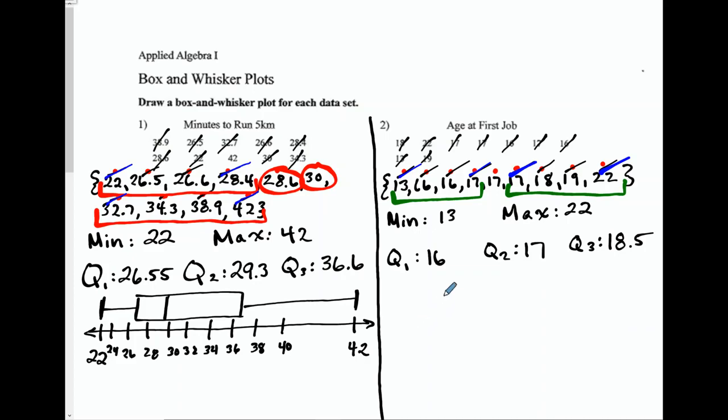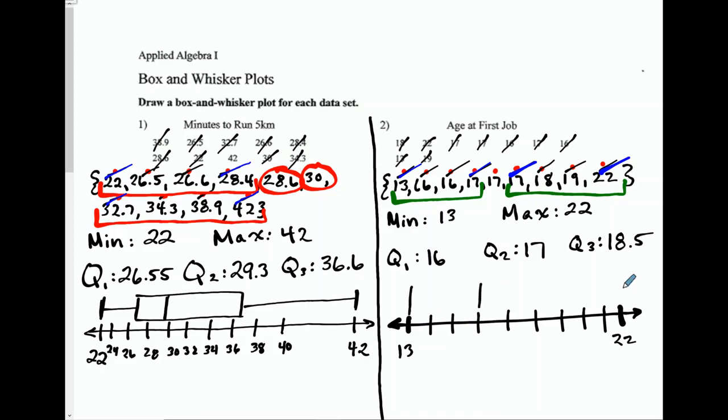Okay, so now I have all the information that I need to graph my box and whisker plot. I have a min and I have a max. My min is 13. My max is 22. So I'm going to go 14, 15, 16, 17, 18, 19, 20, 21. Now, my Q1 is 16, so 13, 14, 15, 16. Oh, and I also need to put two whiskers where the number line begins and ends.